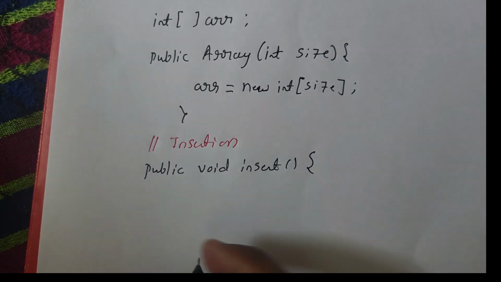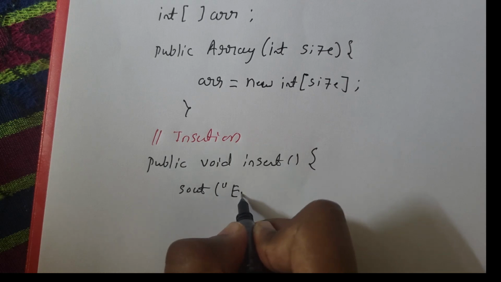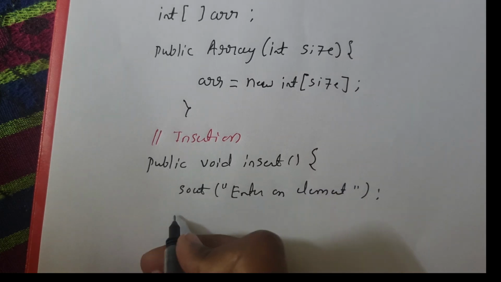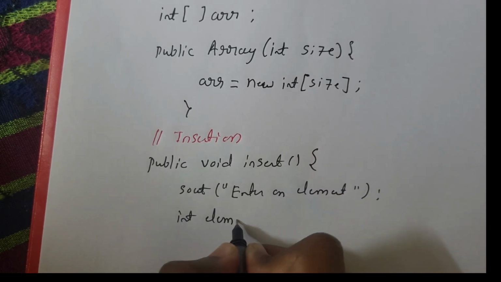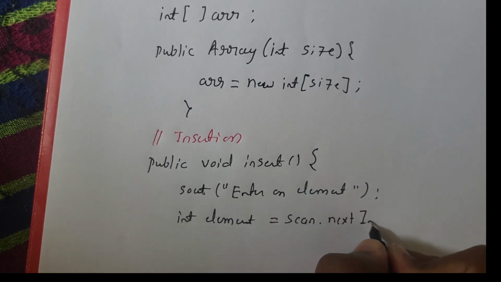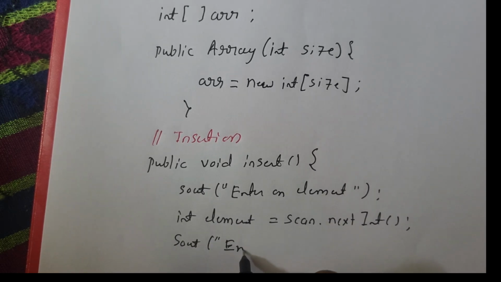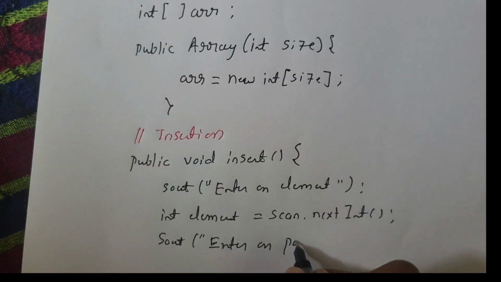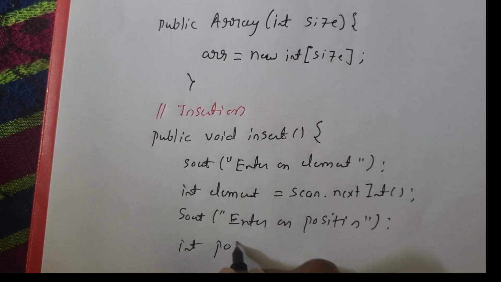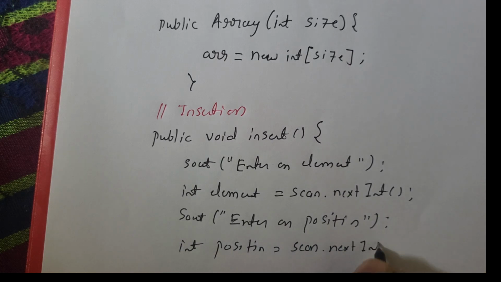What we did in the insertion logic, first we asked the user to enter an element, right? We'll store it in one variable, int element equal to scan dot nextInt. After that we have to ask the position, in which position the user wants to insert, enter the position. Simply we'll store it in one variable, int position equal to scan dot nextInt.